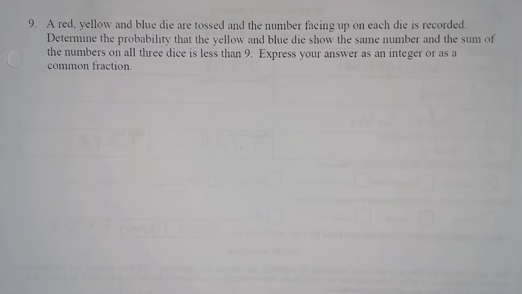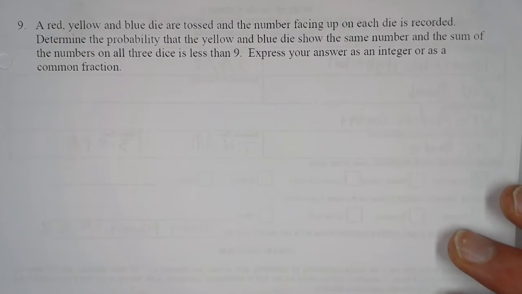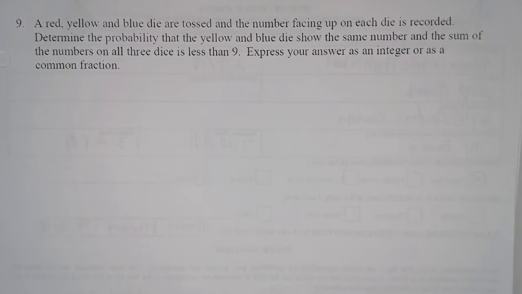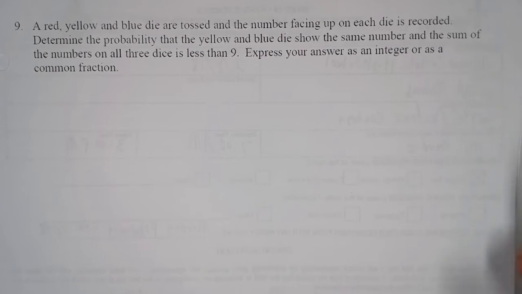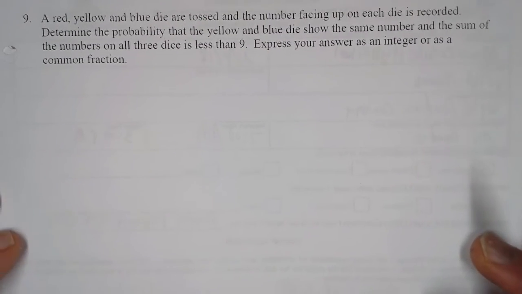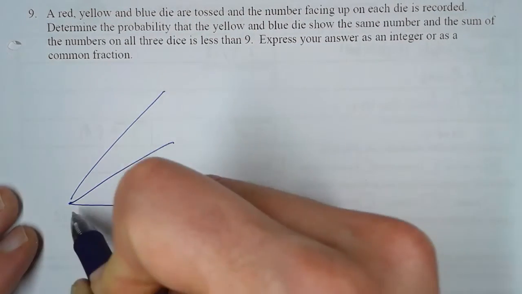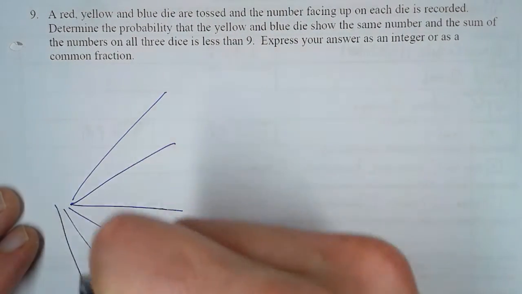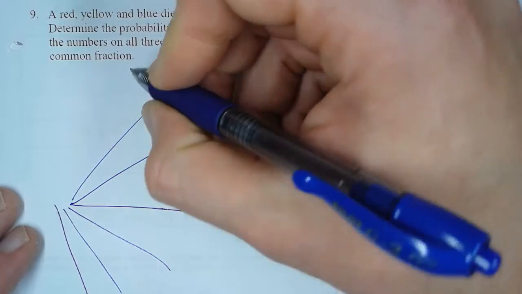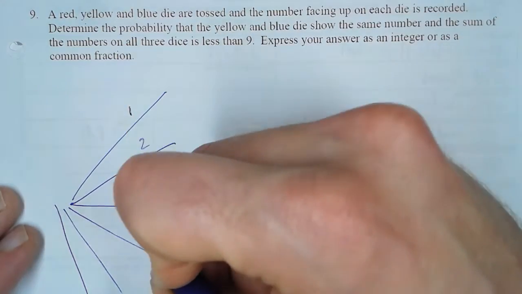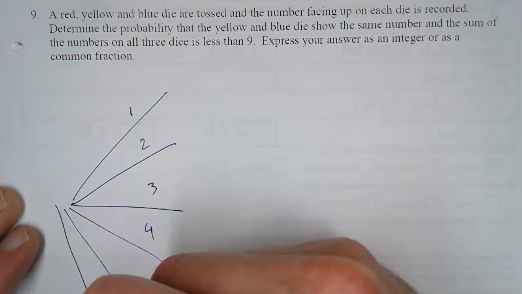equal probability. Determine that the number that the yellow and blue die show the same number, and the sum of the numbers on all three dice is less than 9. Express your answer as an integer or as a common fraction. All right. Now, for the blue die, there are 6 outcomes. You can either roll a 1, a 2, a 3, a 4, a 5, or a 6.